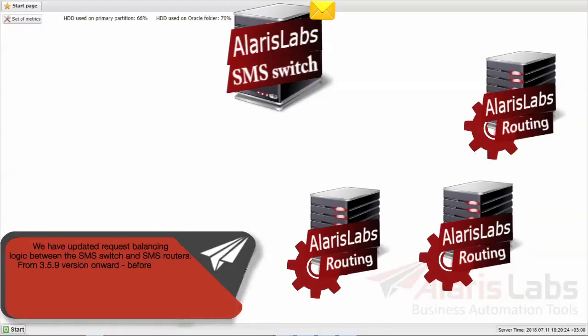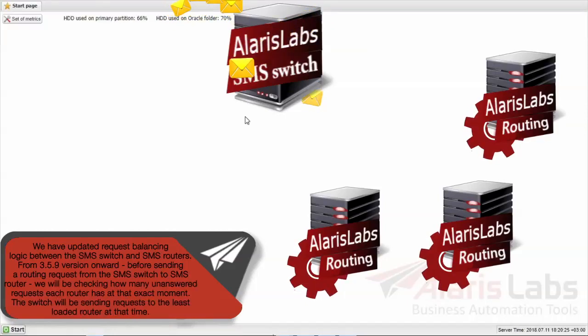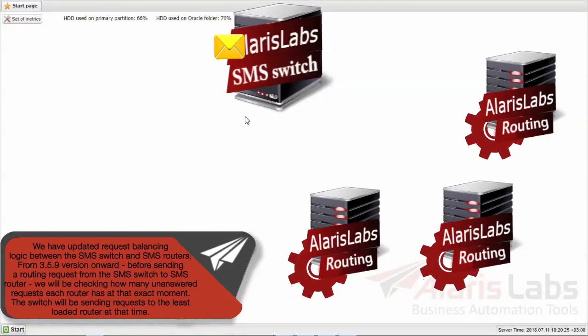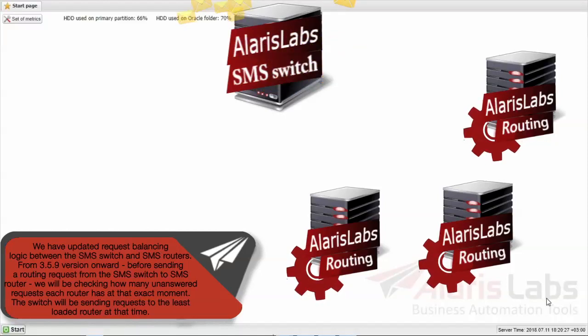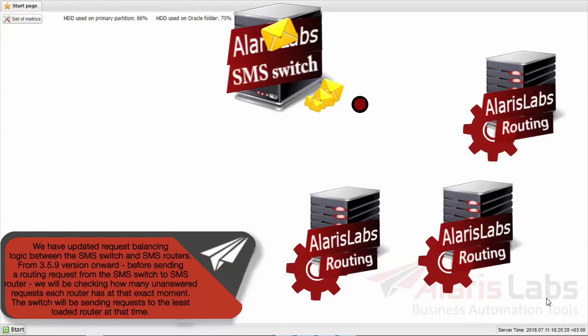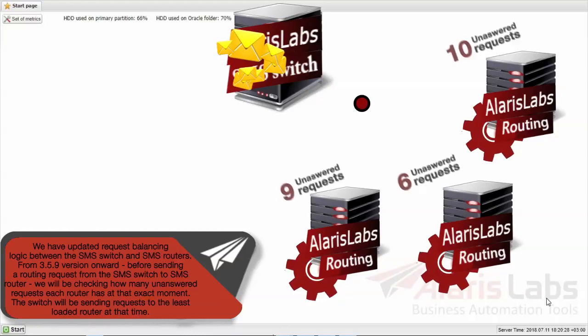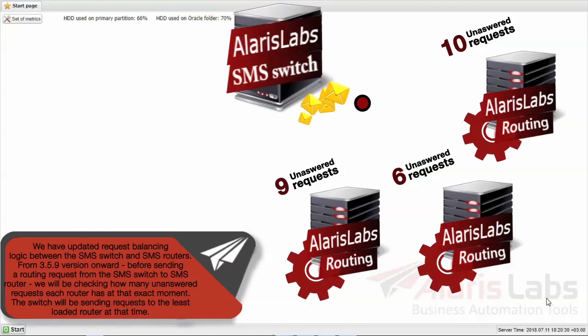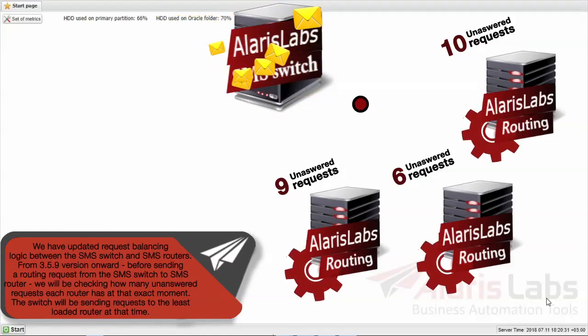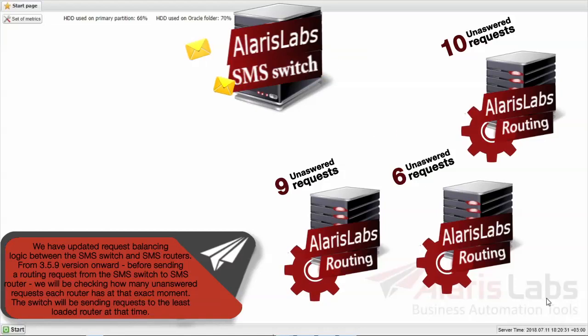We have updated request balancing logic between the SMS switch and SMS routers. From 3.5.9 version onward, before sending a routing request from the SMS switch to SMS router, we will be checking how many unanswered requests each router has at that exact moment. The switch will be sending requests to the least loaded router at that time.